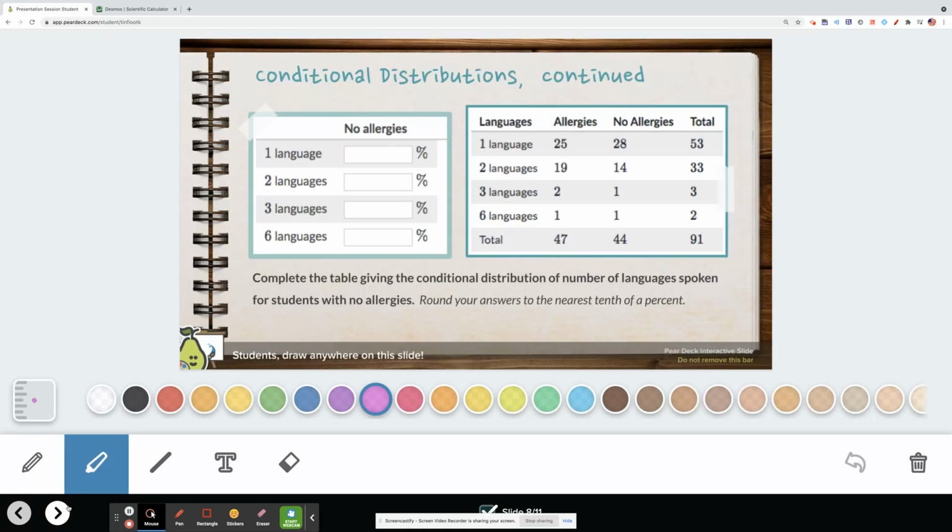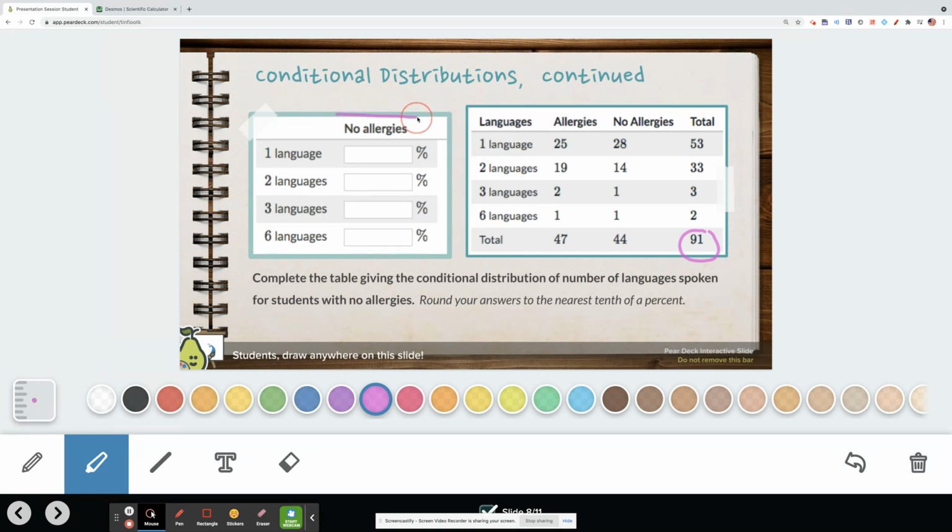All right, on this particular slide, I have a lot of information. I have apparently 91 people I've asked. And I asked them questions like, do you have allergies? And it's either yes or no. How many languages do you speak? And all the people out of the 91, they either speak 1, 2, 3, or 6 languages.